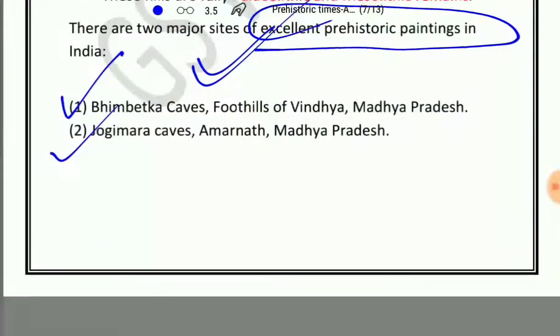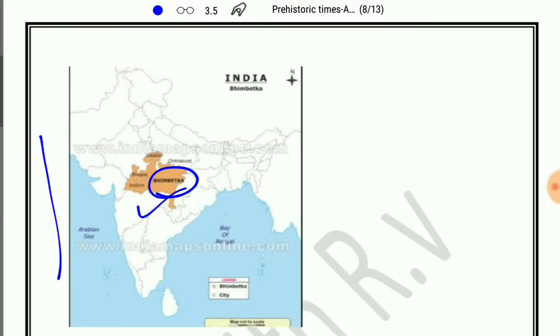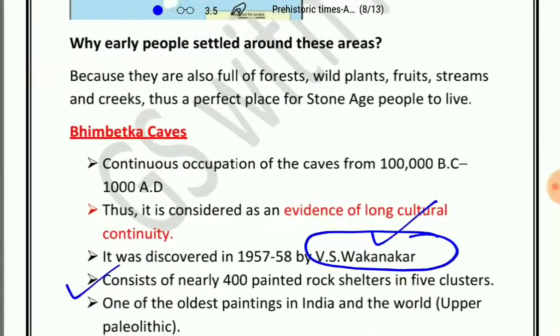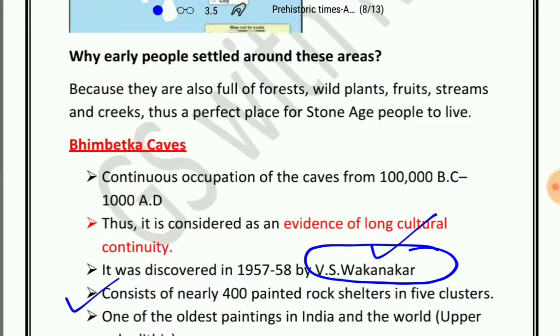After that we studied the Bhimbetka caves in detail, and the details of the paintings in the Bhimbetka caves, because these represented very proficient paintings in India. So like this we have completed chapter 1 of Fine Arts of class 11 NCERT, and we will come with the next chapter in this series. And this is all very important for competitive examinations.